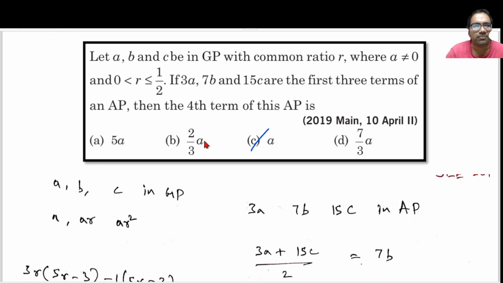Right. Very simple problem. Just that we need to put the basic formulas or basic structures of what is arithmetic progression, what is geometric progression.